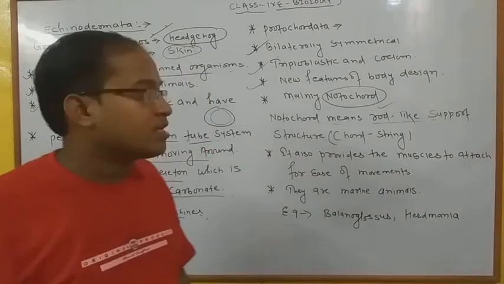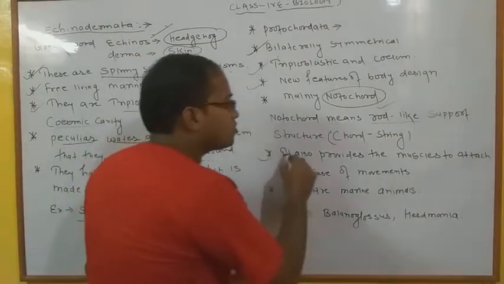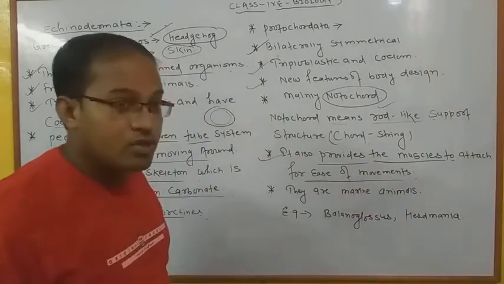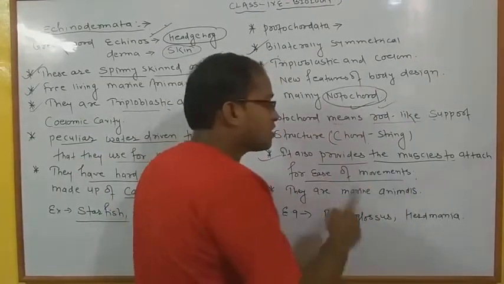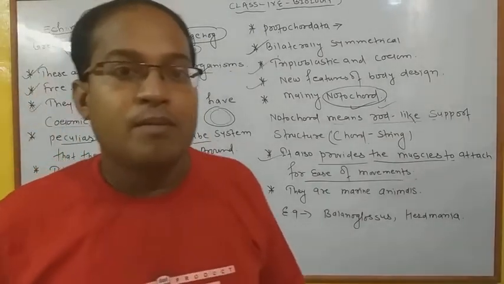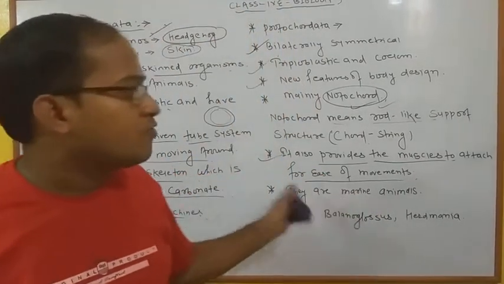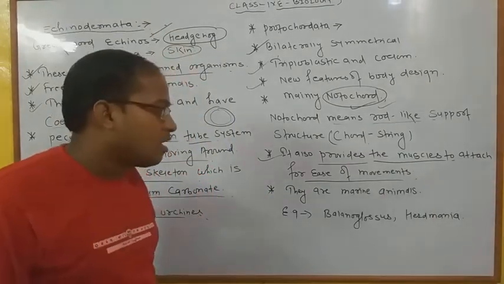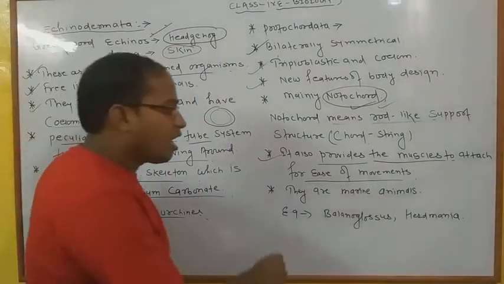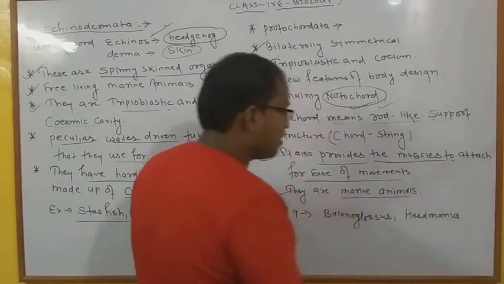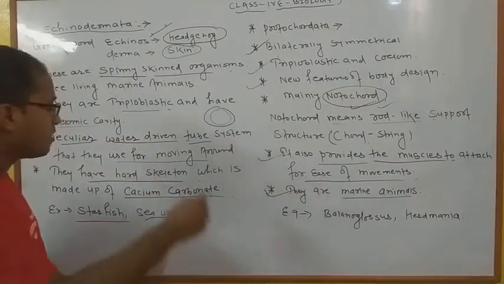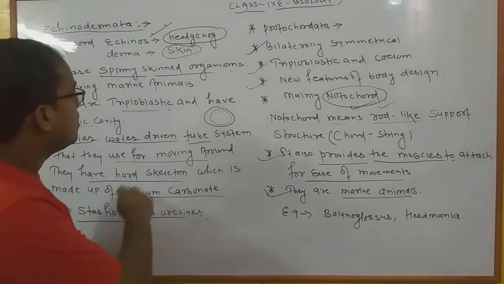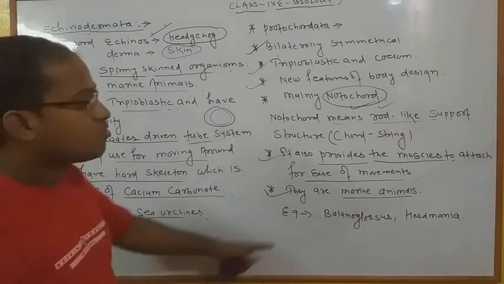Now next, it also provides a place for muscles to attach for easy movement. Due to the functions of the notochord, the muscles easily provide beneficial support to movement from one place to another. That is the function of notochord. Now the last point we are going to discuss is that they are also marine animals, just like Echinodermata, which we discussed is also a marine animal.